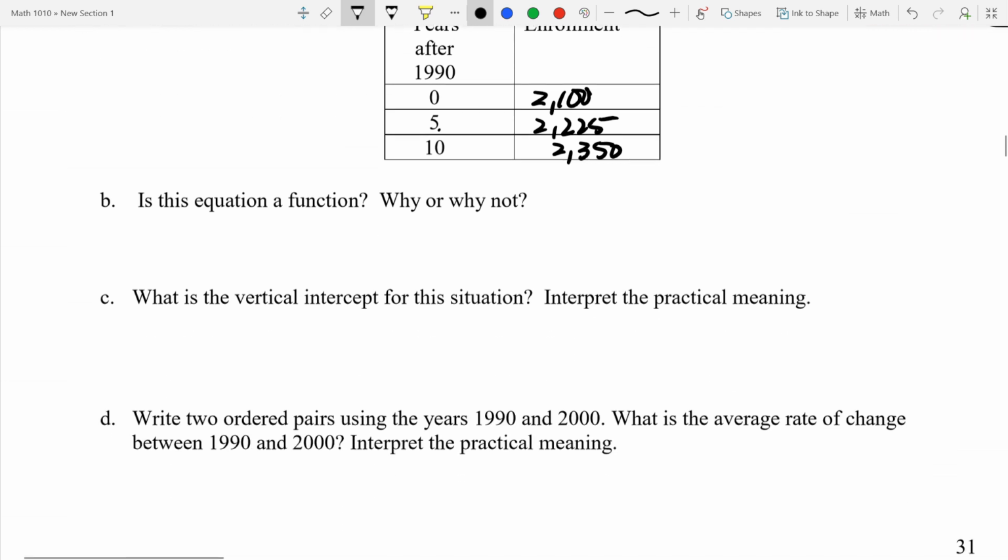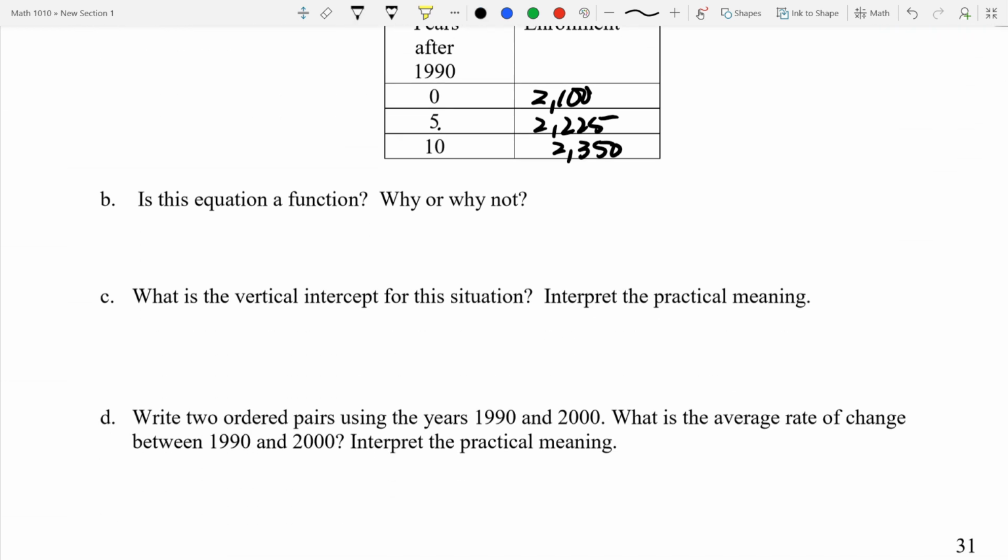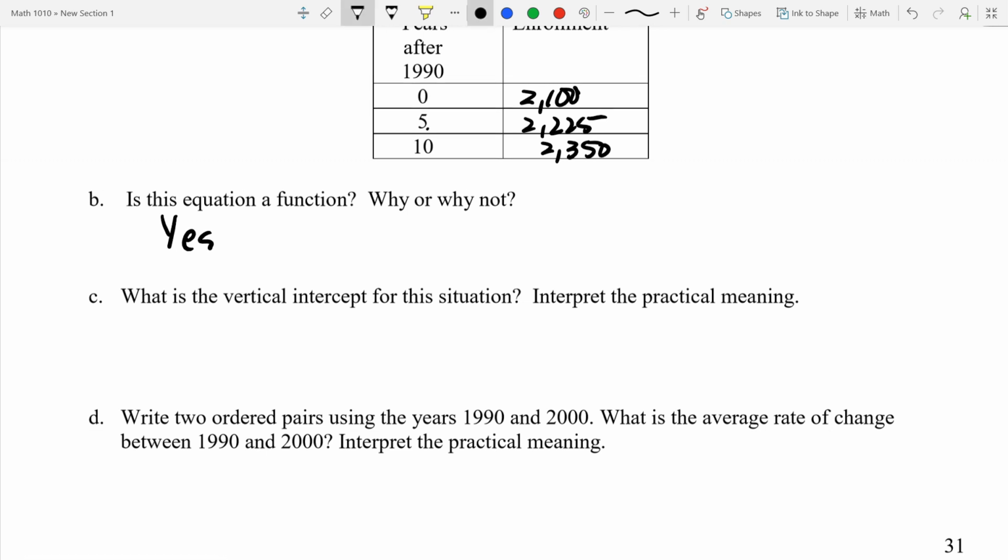Is it a function? Think about it. You tell me, is it a function? Yes, it is. Please don't say this: none of the x's repeat. Okay? It's not a very deep answer.